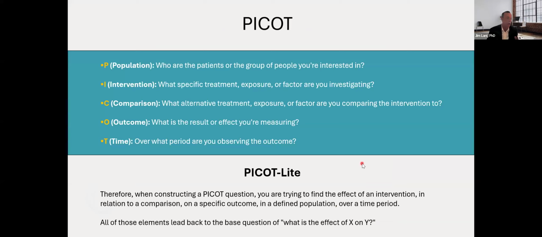Let's talk about PICO questions a little bit. I know that they're important. Who am I studying? What is the intervention? What is the comparison? What is the outcome I'm measuring, the dependent variable? And what time frame am I looking at? At the end of the day, to me, it's things like this. I call it PICO light, because I want to get to the statistical test. Well, the population is really not helping me with that, right? Whether I'm studying elderly or children or whoever I'm studying.